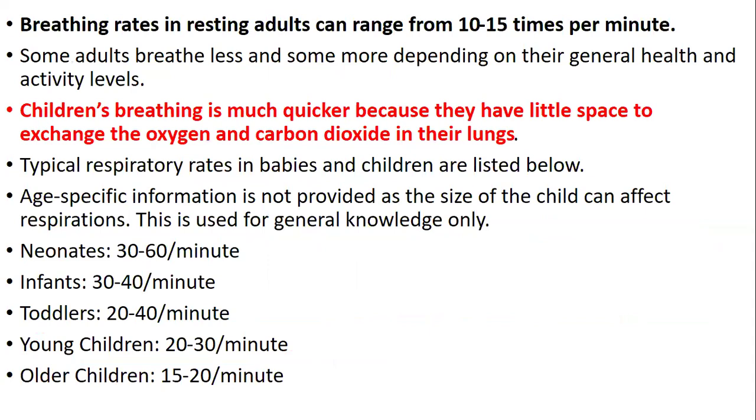So in children, because they have a smaller space for gaseous exchange, children are going to have a higher respiratory rate as compared to adults. But as time and age goes by, you find that the respiratory rate actually starts getting back to normal. So you find here, for neonates, it's between 30 to 60 per minute, infants reducing like that all the way up to older children and adults within 12 to 20 breaths per minute.